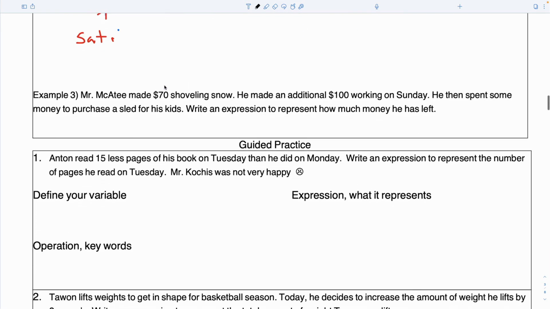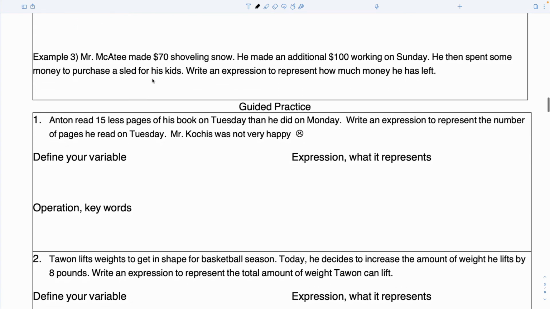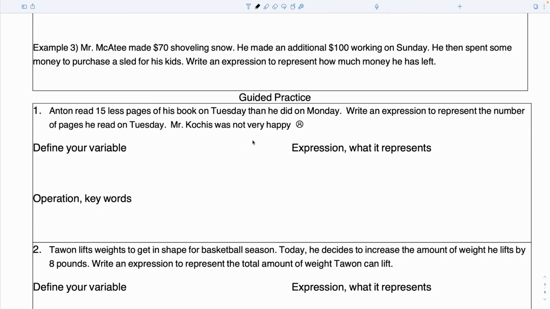Next problem, read it for me, please, Lauren. Example 3.